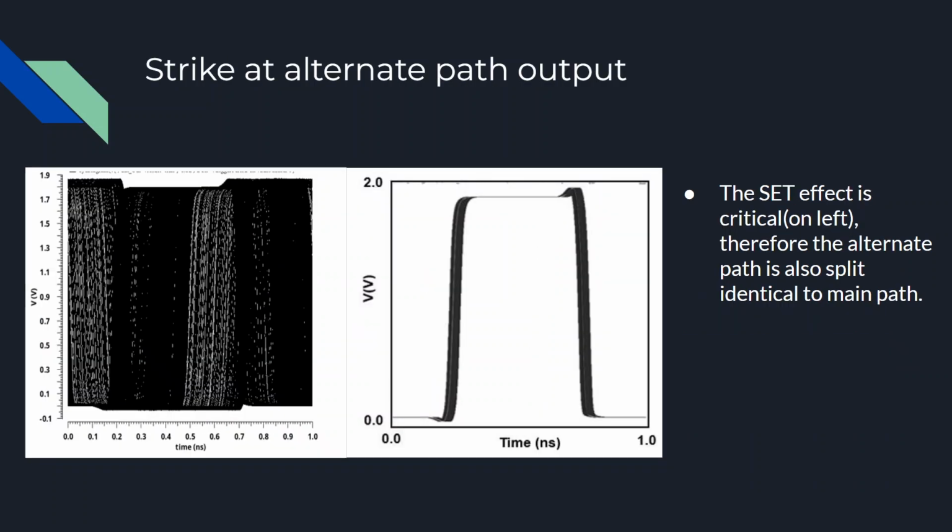After this, we observed that strikes at the alternate path output was also causing a significant amount of deterioration in the output clock, and hence we decided to split the alternate path identical to the main path into 8 parallel paths, and as a result, we obtained a very stable eye diagram at the output.